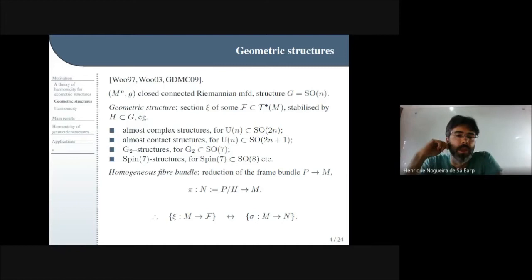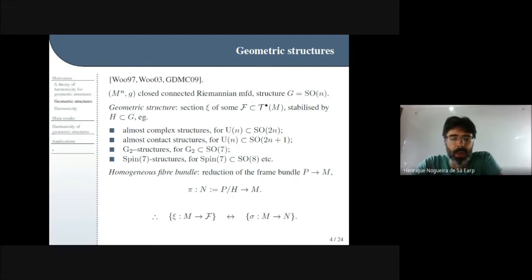We begin with a closed connected Riemannian manifold with structure group. Let's say the structure group is just SO(n), with a fixed metric. Then for us, a geometric structure will be a section of a tensor bundle which is stabilized by a subgroup of the structure group. You can choose your preferred example, say almost complex structures for U(n), almost contact structures for U(n) odd. There's a lot of exciting recent work on G2 structures, and why not Spin(7) structures and whatnot.